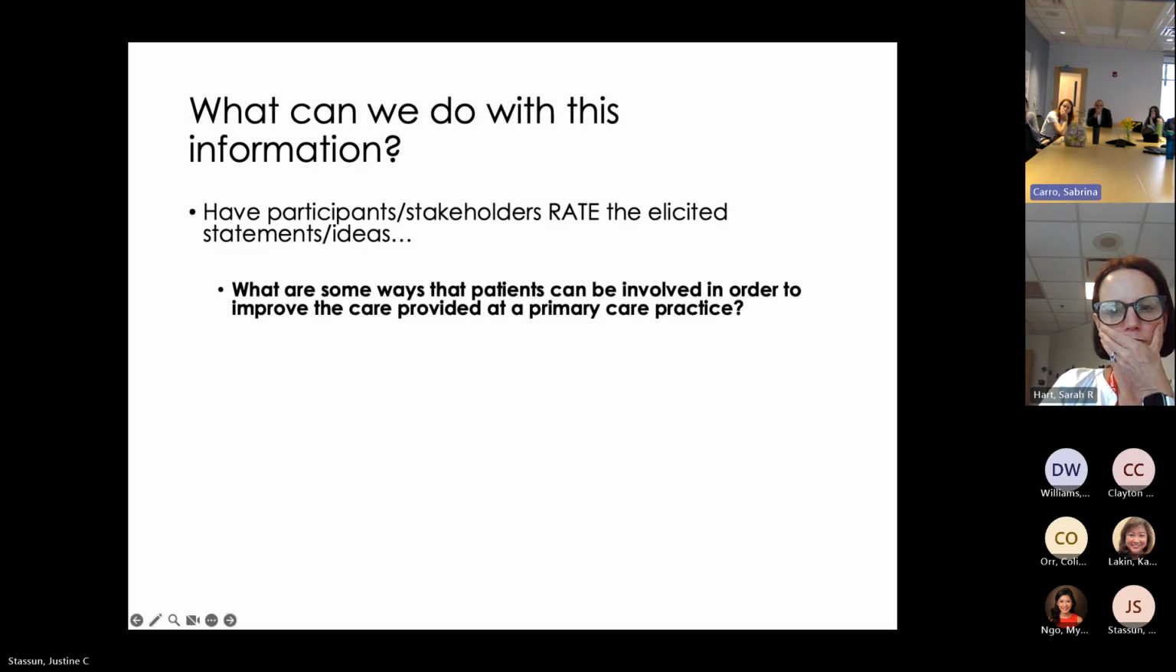Or to have participants rate the ideas. So from the program planning or evaluation perspective, we asked, give us some ideas for improving our care, right? Involving patients to improve care. So these are supposed to be actionable things. We're really going to do these, right?